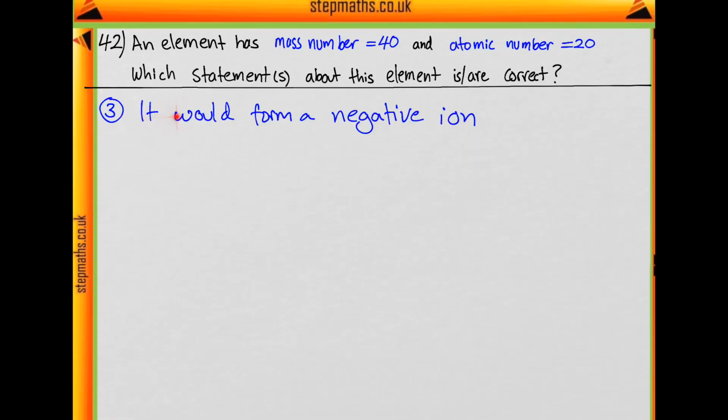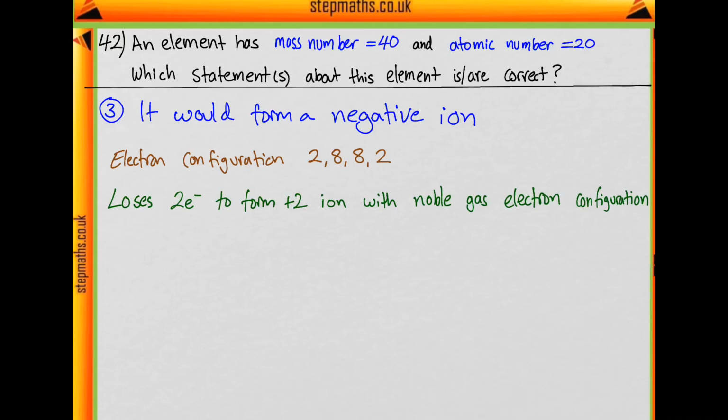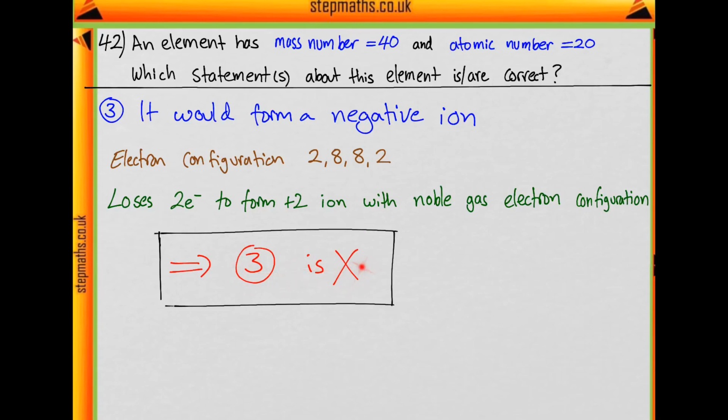Statement 3. It would form a negative ion. Let's recall our electron configuration, which we worked out in the previous part. It's 2, 8, 8, 2. So we can see that to form an ion, it will lose 2 electrons to form a 2 plus ion with a noble gas electron configuration, as when it loses the 2 electrons, it will be a closed shell. Since it forms a positive ion, not a negative ion, this statement is incorrect.